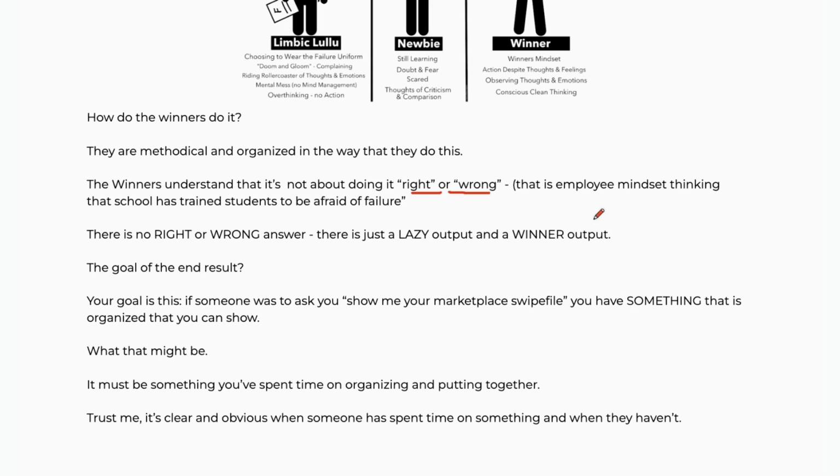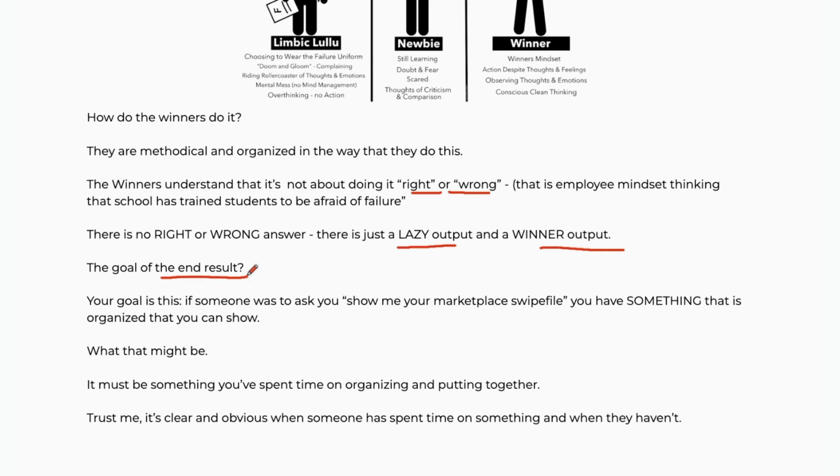But here's the thing, there is no right or wrong way, especially when it comes to real life, and especially when it comes to business. There's just the lazy output and there is the winner output, okay? So the goal of this end result is that if somebody says, hey, show me your marketplace swipe file, you have something that you have put time into to actually organize, okay?